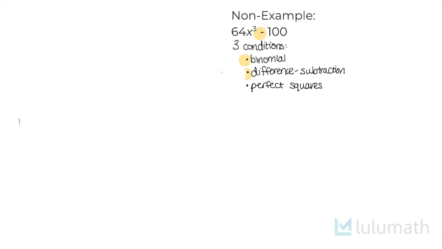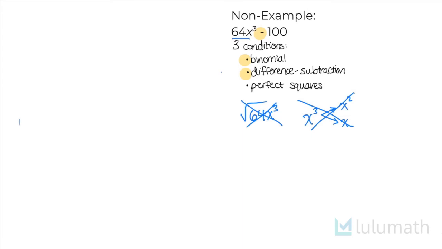And although I can square root the 64, I cannot take the square root of x to the power of 3 because I can't divide this x to the power of 3 into 2 identical monomials with integer exponents that will multiply together to give me x to the power of 3. So for example, I could do x to the power of 2 and x. Those will multiply together to give me x to the power of 3, but they're not identical. So there's no possible way that I can take the square root of x to the power of 3.